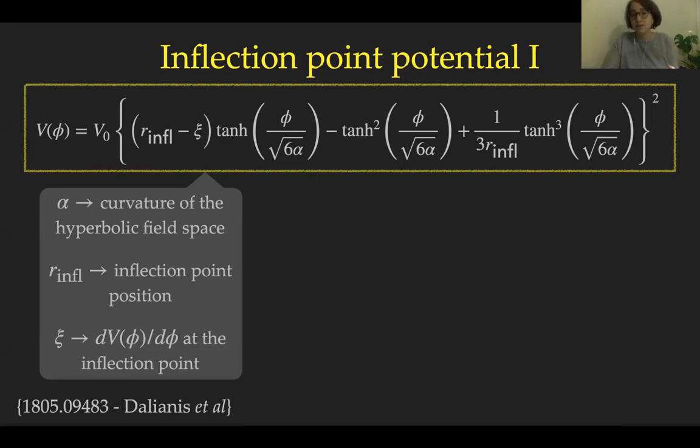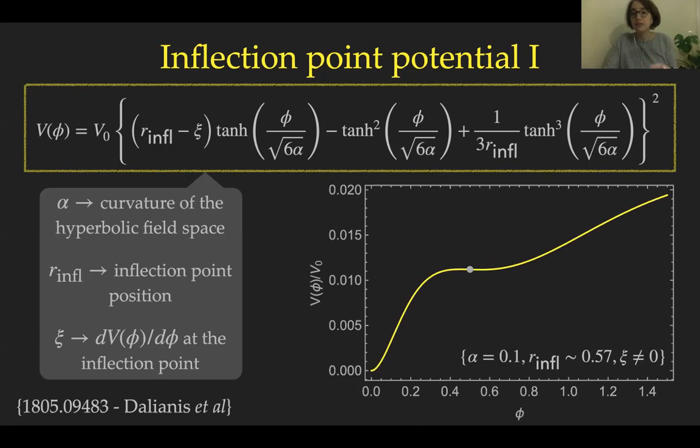When psi is equal to 0, then the inflection point is stationary. If psi is different from 0, then it is non-stationary. And here in this plot, I'm representing the potential profile against phi values for a non-stationary inflection point potential.